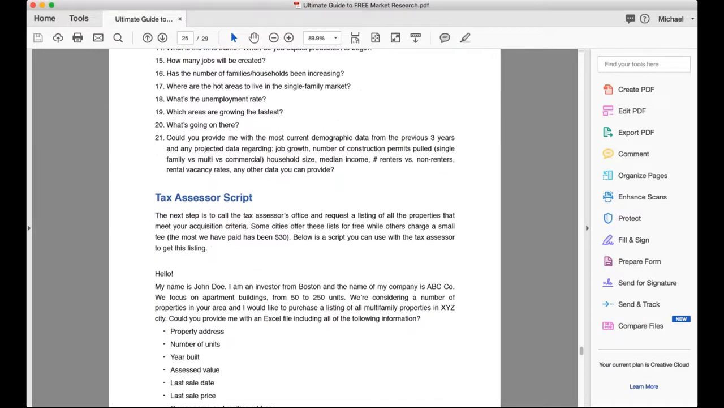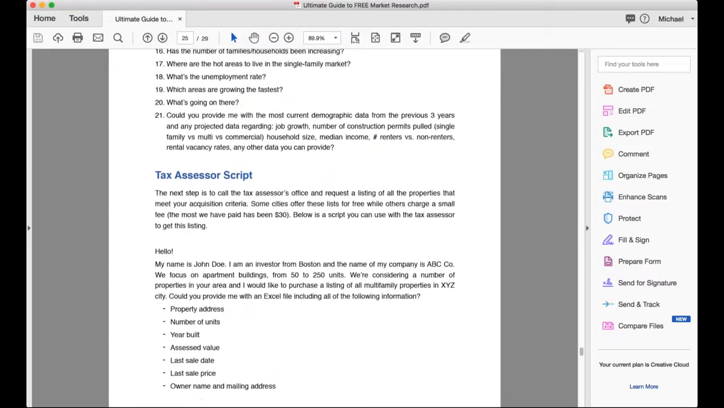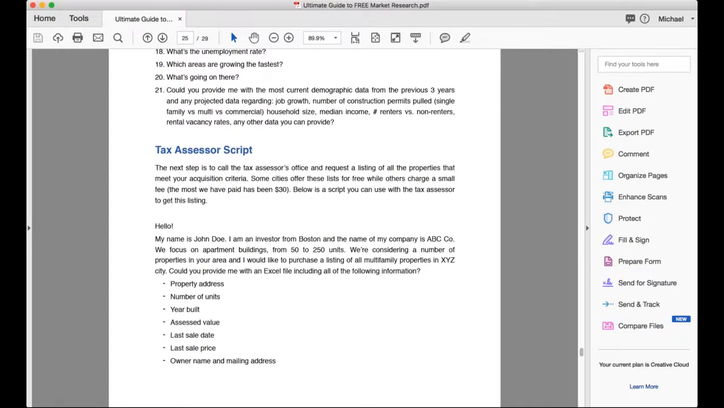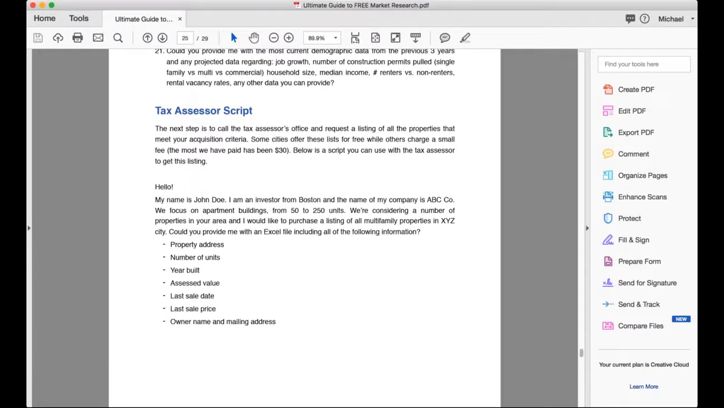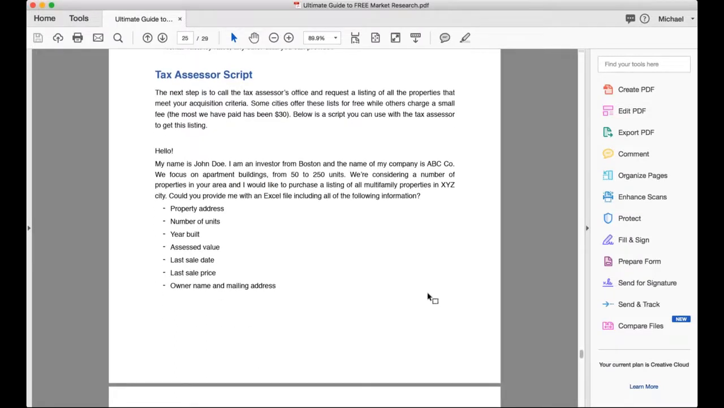And then once you go through and you're getting a little more serious, you can get a listing of all the properties in the market. I actually just did this for my vacation rental business. I went to a city that I was looking at. I went to the tax assessor's office. Sometimes you might have to pay a fee. I think the most I've paid is $30. This latest town, they just gave it to me for free. I basically go in and I ask them for all these different things.